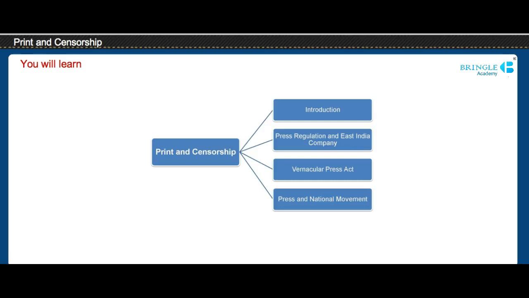You will learn about the press regulations and East India Company, Vernacular Press Act, and also about press and national movement.